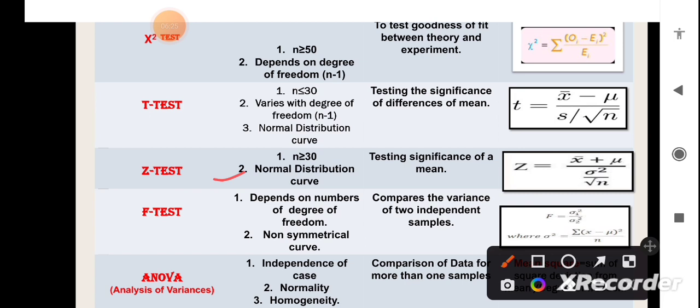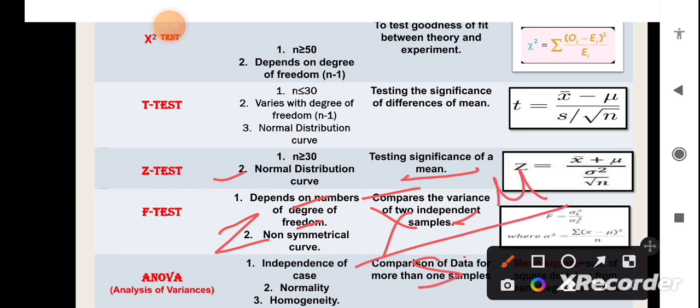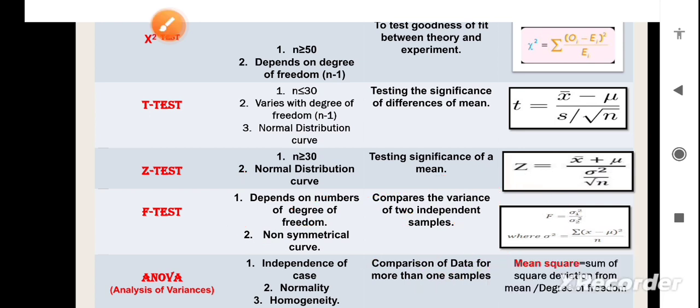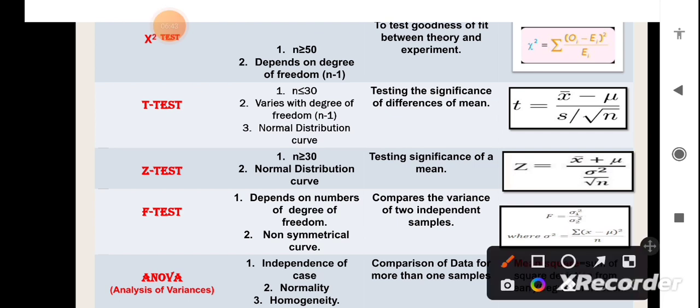The z-test is used for testing the significance of mean, and the formula for the z-test is equal to sample mean minus population mean divided by standard error. Last is the ANOVA, which is also known as analysis of variance. It is used in three conditions. First is the independence of case, second is normality, and third is homogeneity.